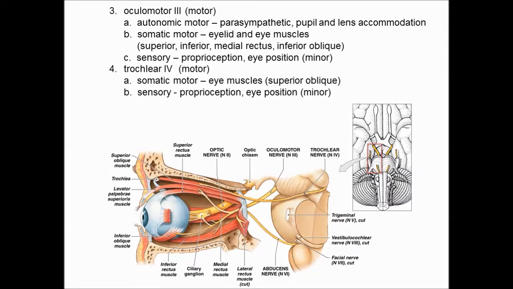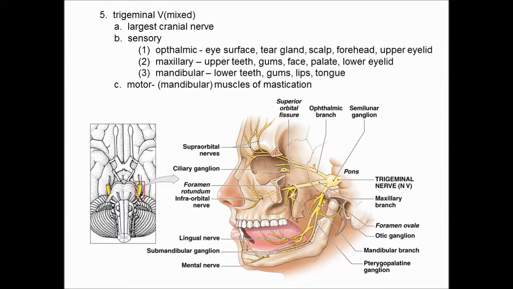The next few cranial nerves originate from the pons area, as is pictured right here. And the first one is quite large. It's by far the largest of the cranial nerves. It's called the trigeminal, and the name comes from it giving generation, if you will, to 3 different branches, each of which is very significant.